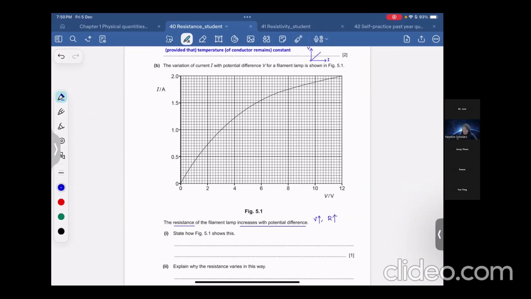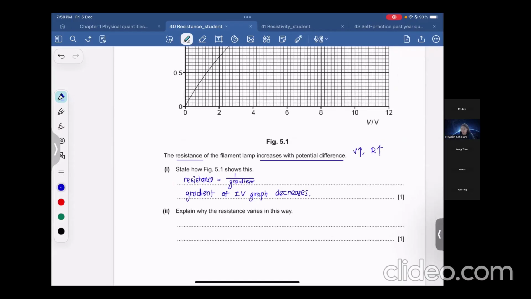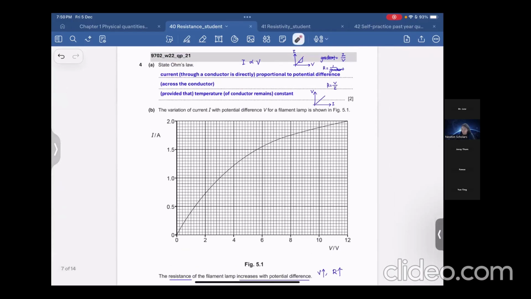For me, I will say resistance is equal to 1 over the gradient. From this graph, it's 1 over the gradient. So the gradient of our IV graph decreases. When your gradient decreases, we understand that resistance increases. If the gradient decreases, resistance increases. Yes, they're correct. From the graph, how do we know? Because the gradient decreases.